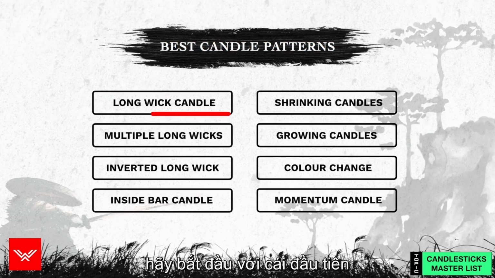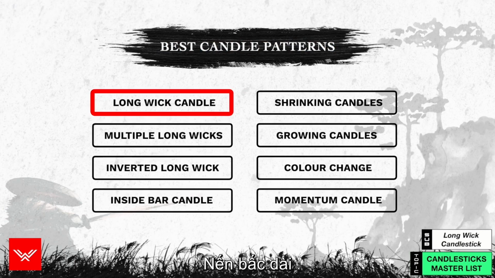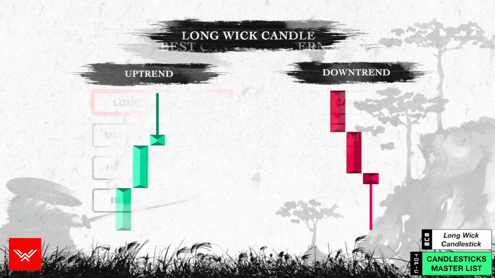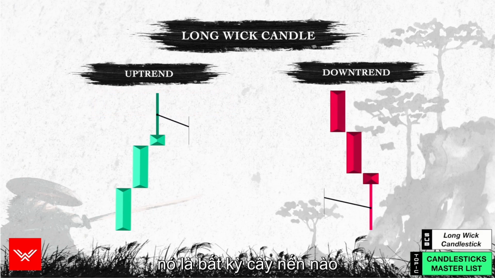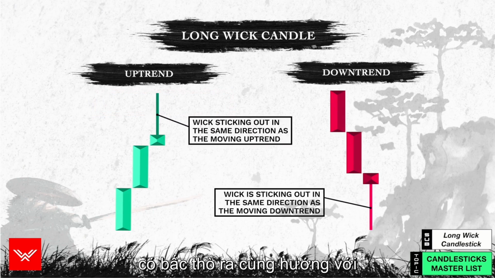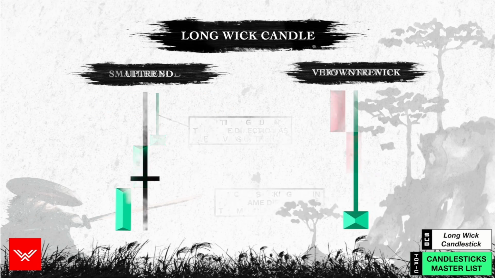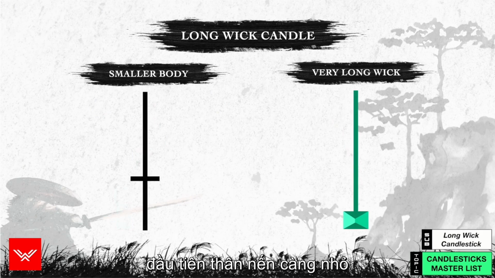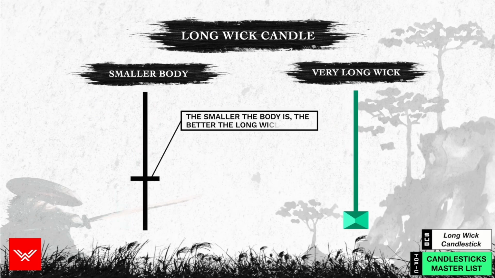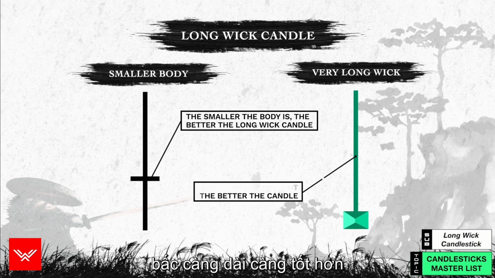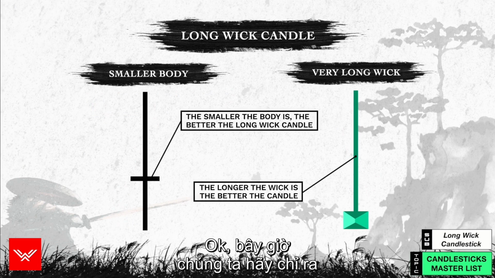Let's start with the first, which is the long wick candle. This is any candle where the wick is sticking out in the same direction as the moving trend. Now, there are two variations of the long wick candle that make it of higher quality. First, the smaller the body of the candle, the better the candle. And second, the longer the wick, the better the candle, also known as a very long wick candle.